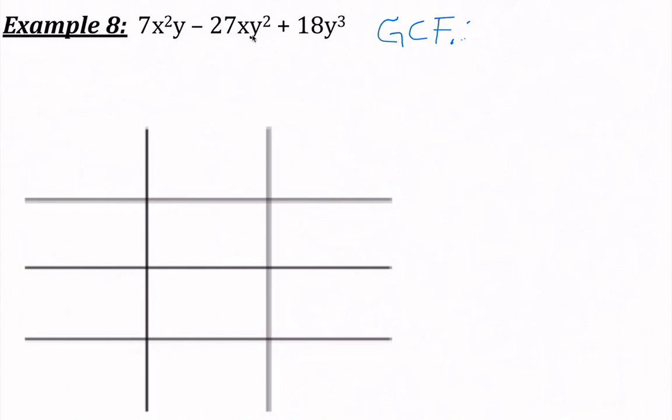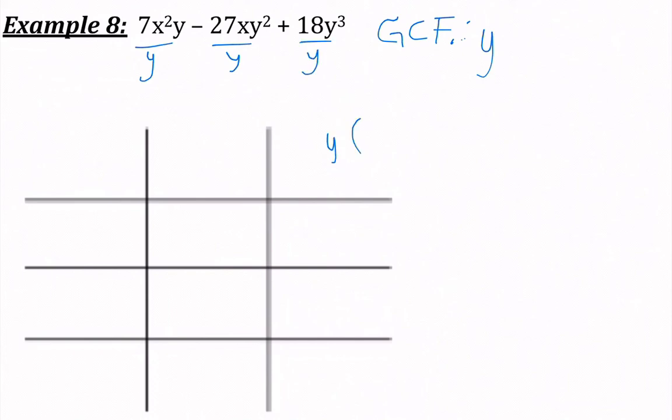I see x's here, here, but no x's here. That's not in common. So then I'm looking at y's. Every single group has y's, and they all have at least a single y. So that's what I'm going to have to factor out. So start with my greatest common factor.